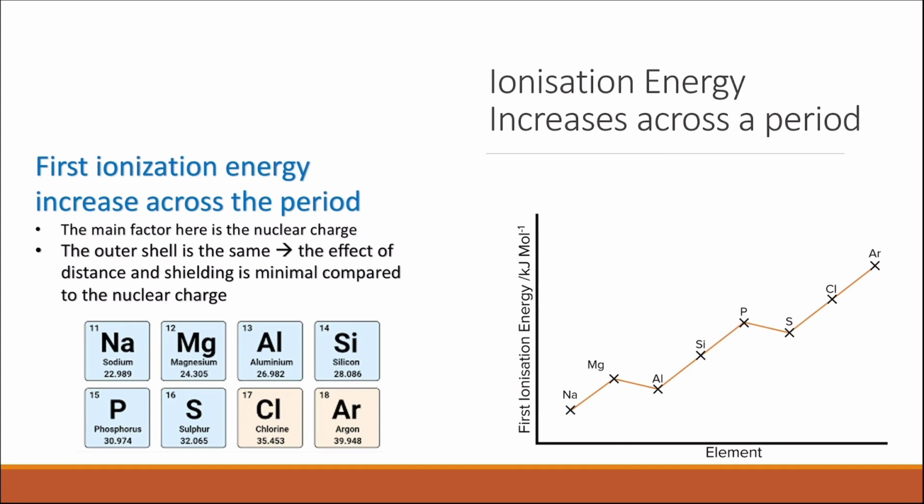And then across the period, you will have the same number of electron shells. So the shielding and the distance from the nucleus don't make a massive impact here. The main impact will be the nuclear charge. As you go across the period, the nuclear charge increases, so the outer shell electrons will be more attracted to the nucleus, so you will need higher energy to remove them.